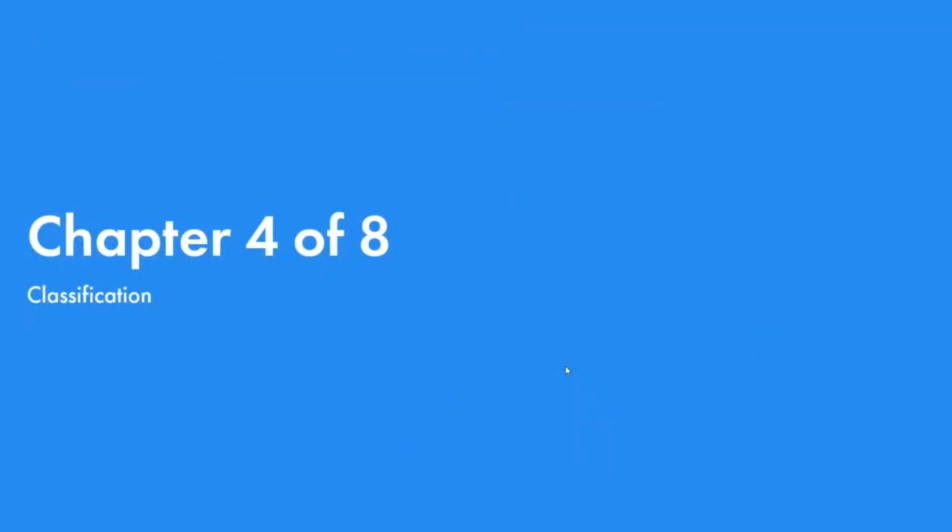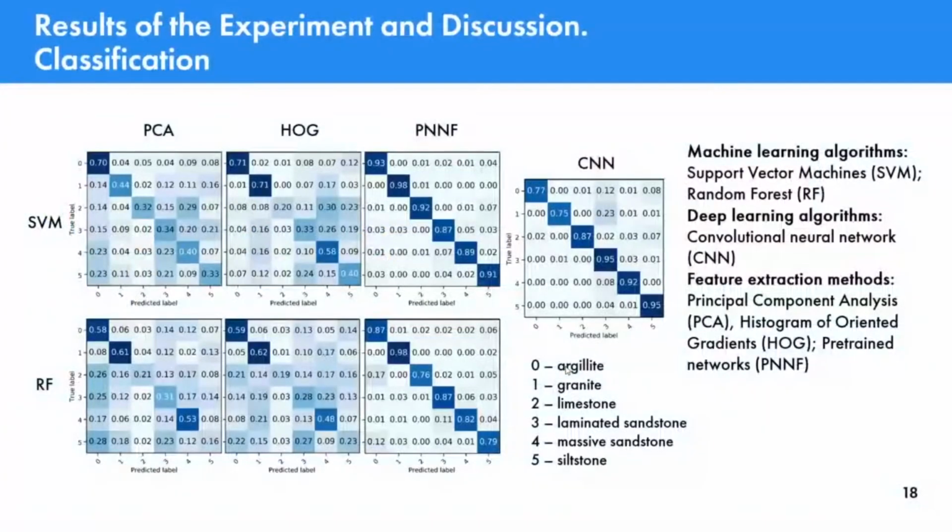So, going to classification applications, several methods, as discussed, were applied to test various approaches. First is PCA, principal component analysis. HOG is histogram of oriented gradients, and pre-trained neural networks were used to extract features from the images. Also, a convolutional neural network was trained to compare these various approaches, and the features were classified by SVM and random forest, and these results were compared.